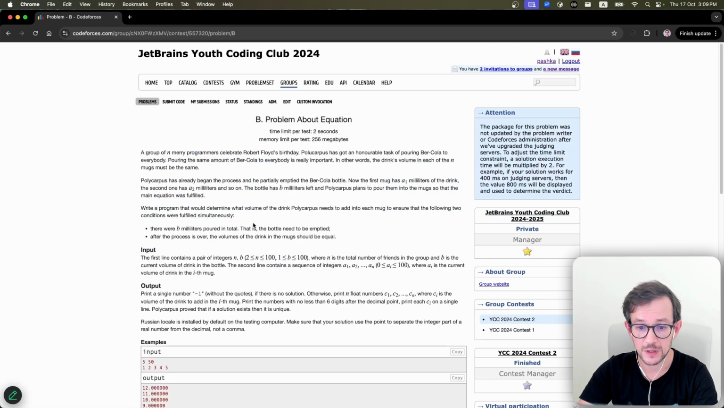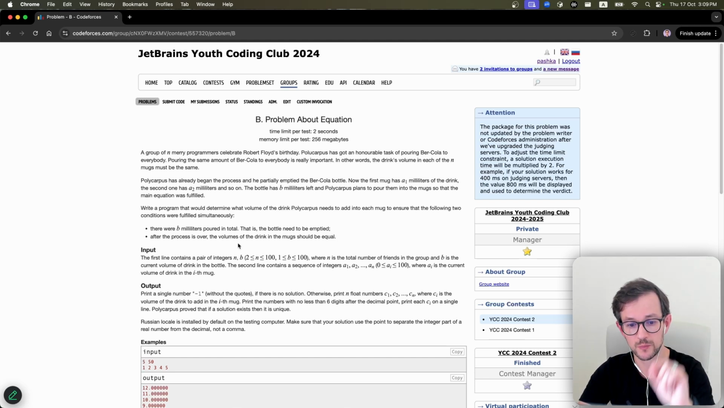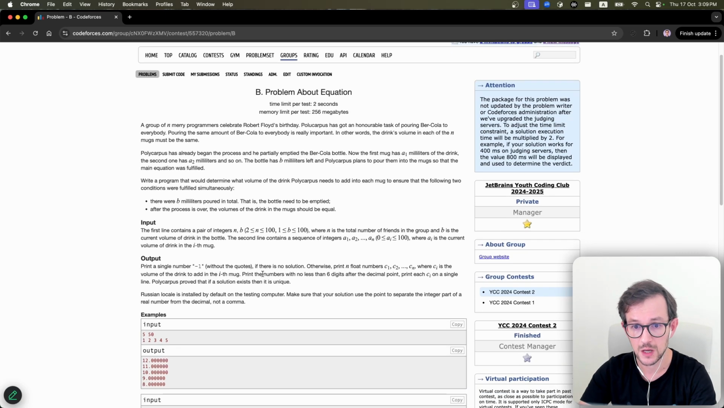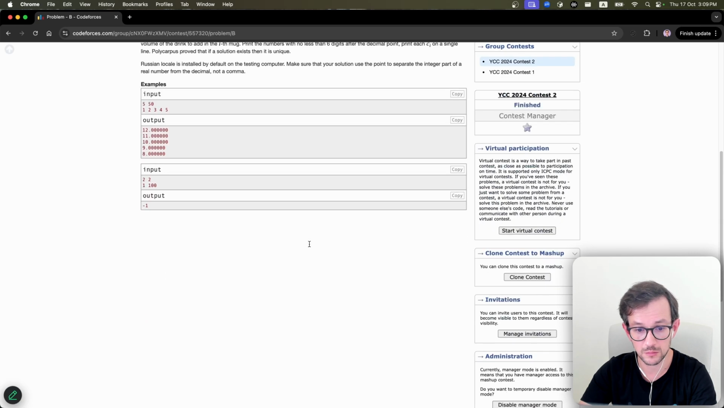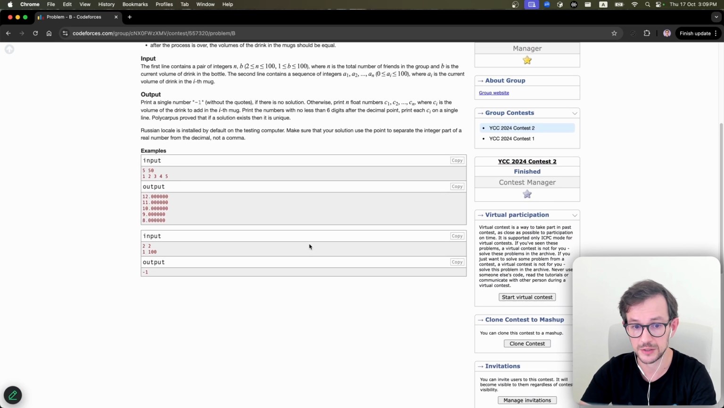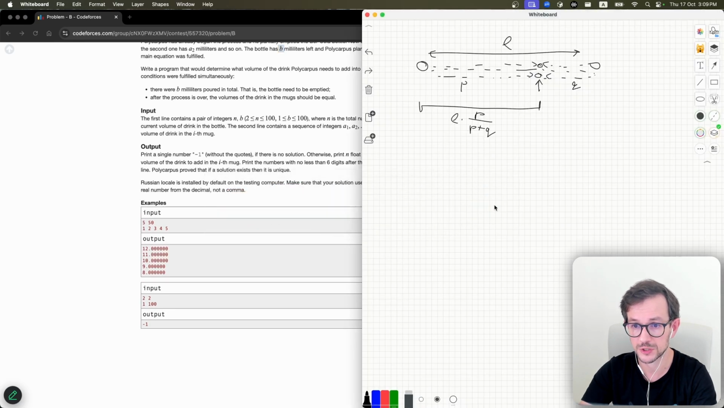Let's go next. A problem requires equation. Okay, a nice problem again. You need to read the statement, understand what's going on. So what's going on in this problem? You have some bottles. You need to make all the bottles the same. And to do this, you have B liters of water. That's basically it.